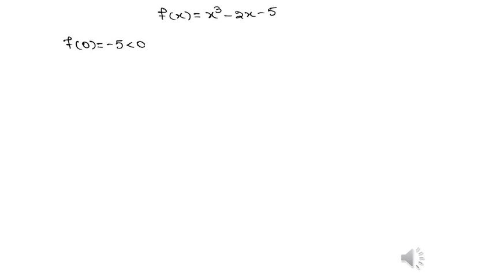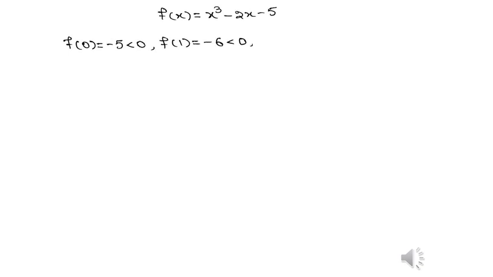Now let us go for the next value of x. Let us take x as 1 now. Put x equal to 1 in the function. F of 1, you will get minus 6. This is again negative. We should continue the process till we get a positive value, because one should be negative and another should be positive. This is also negative.